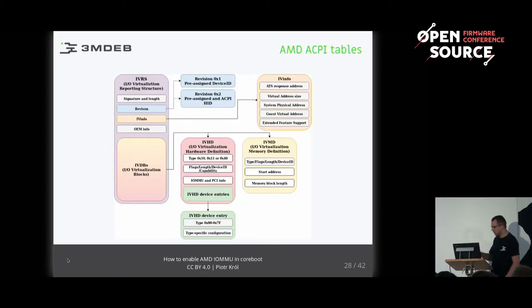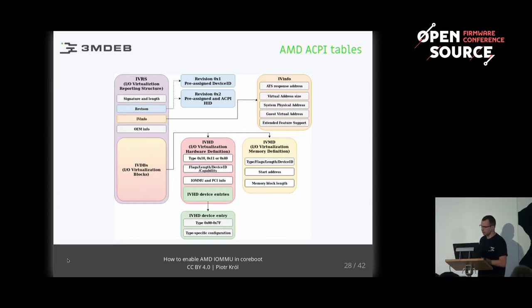The first version of the slide had screens from the spec showing the tables, but I decided that this is completely useless and you would probably go to sleep looking at it. So I just tried to visualize that. You can see here the main ACPI structure that we operate on is called the IO virtualization reporting structure, on the left side. It can have two versions: one for the dynamic devices, and version one for fixed devices. There is the IV info structure.